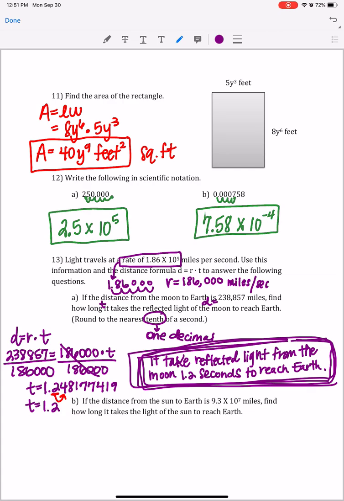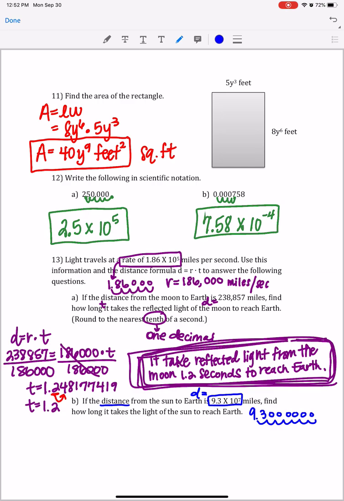B. If the distance from the sun to the earth is 9.3 times 10 to the 7th miles, find how long it takes for the light of the sun to reach the earth. First one was the moon, now we're at the sun. So, this right here is my distance, right? The distance. So, we've got 9.3 times 10 to the 7th. So I need to move this 1, 2, 3, 4, 5, 6, 7. Fill in your zeros.